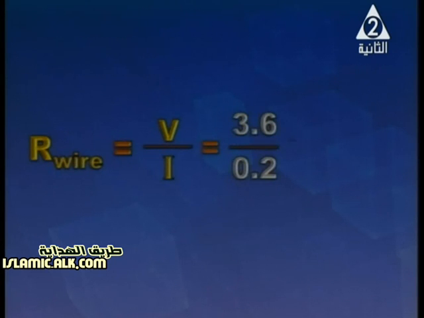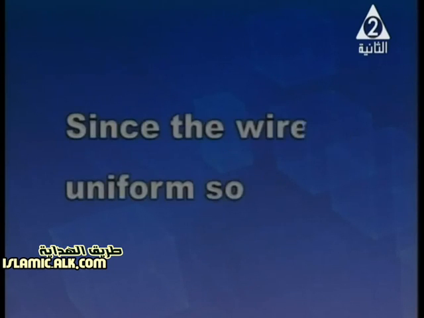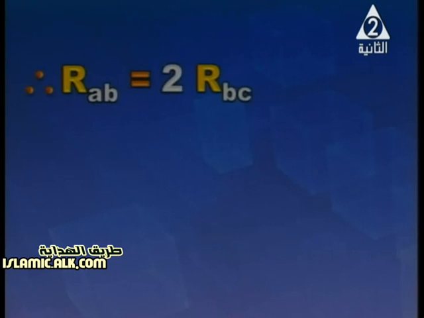3.6 over 0.2, it is 18 ohm. 18 ohm is the total resistance of the whole wire. The wire is uniform and the cross-sectional area is constant, so resistance is proportional to the length. So the resistance of the portion AB is twice that of BC, since the length of AB is given in the problem to be equal to twice the length of BC.